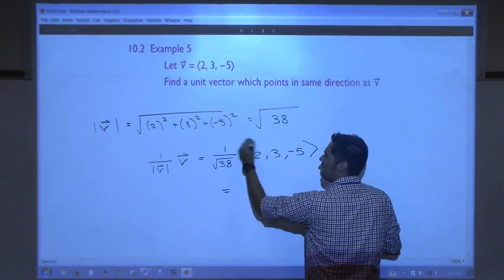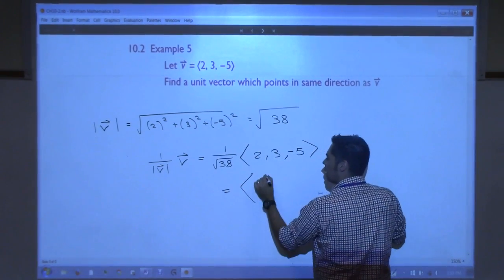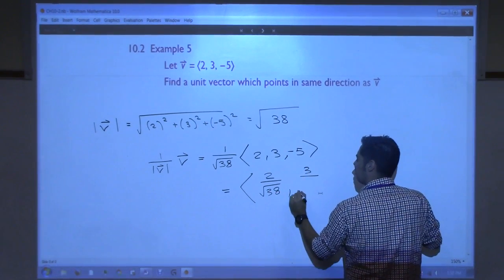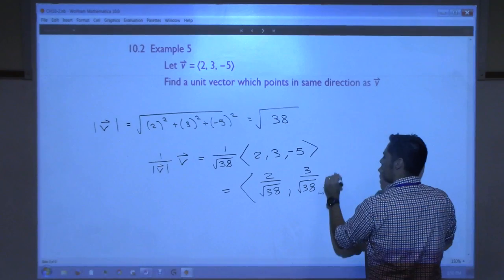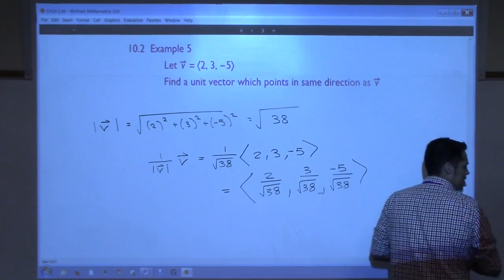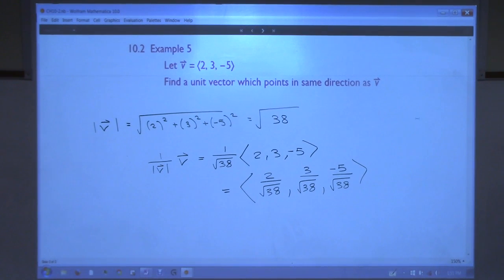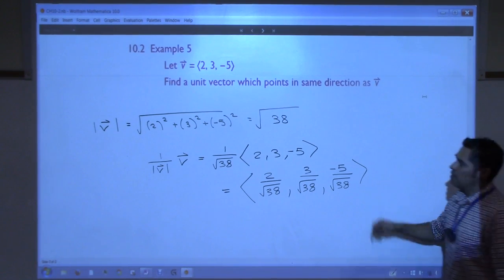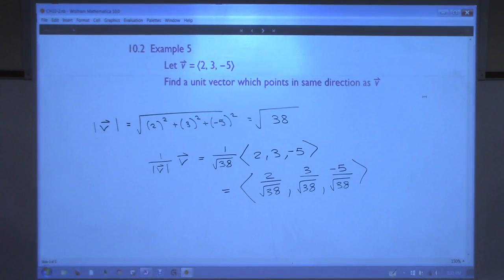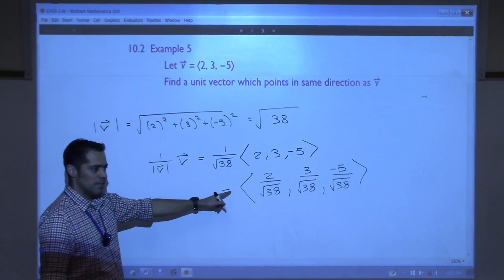And so just pass this through, and you get 2 over root 38, 3 over root 38, and negative 5 over root 38. If you take that vector, I promise you that it's pointed in the same direction as that one, and it has a unit length. How could you verify that it's a unit vector? How could you check it? Find its length. You want to find the length of that? It's going to be super easy. Let's do it real quick.